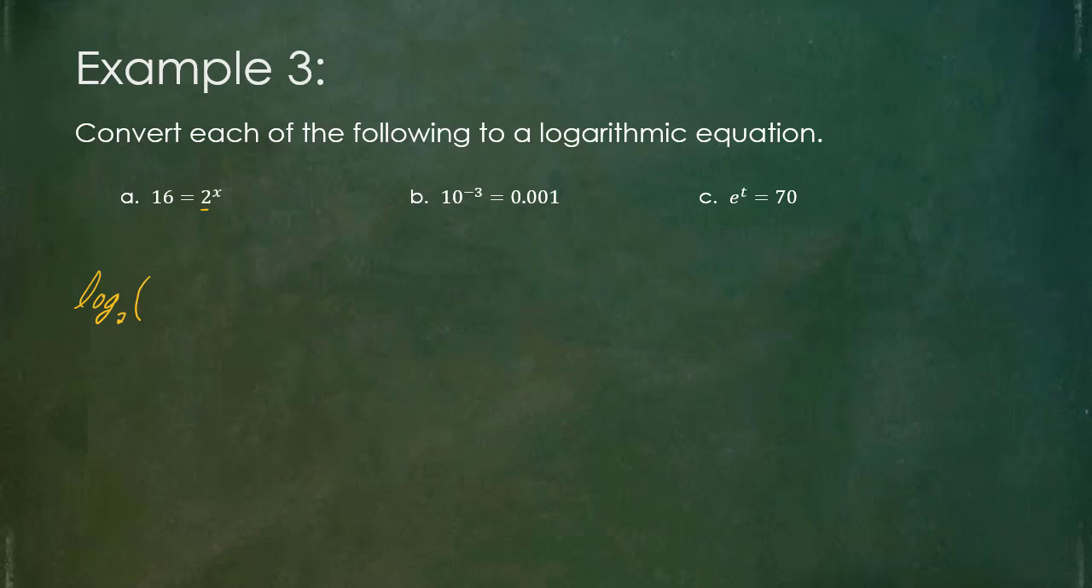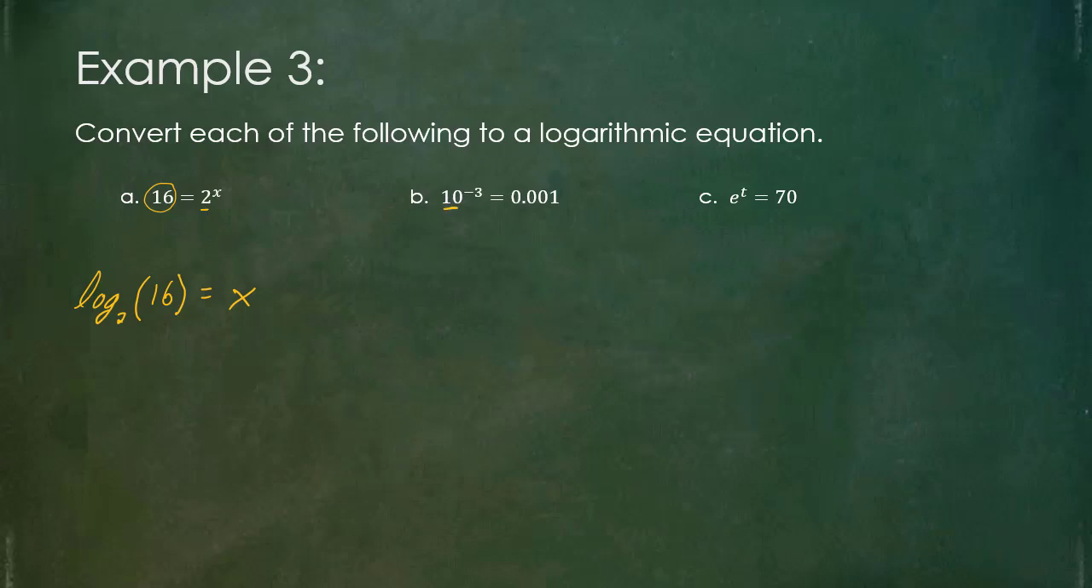So whatever was by itself, which in this case should be the 16, now should be inside. So it's going to be log base 2 of 16, and then it would equal what was inside the exponential, which now needs to be by itself, which in this case should just be the x, or whatever was up in the exponent area.